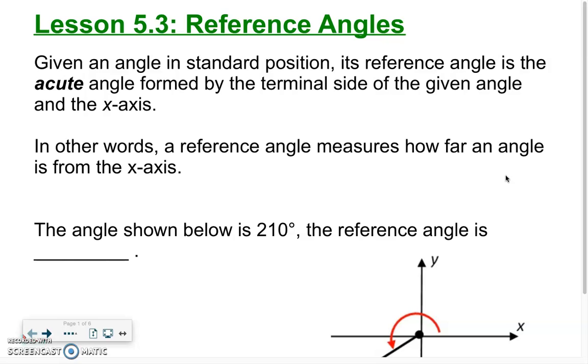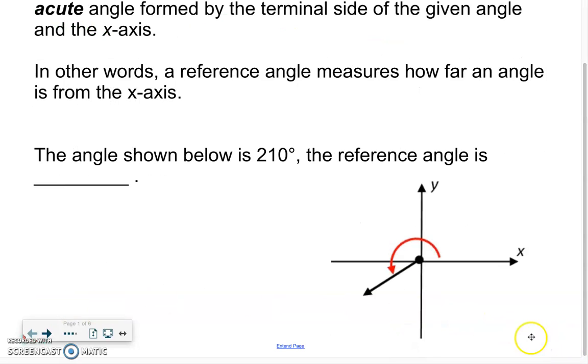So what we're learning in this lesson is about reference angles. Reference angle is defined here at the beginning in very technical terms, but I'll just give you the short version. A reference angle is how far your current angle measure is from the x-axis. It's a measurement that's going to be given in degrees or in radians, depending on what was given in the original question. So I'm going to give you an example to start with, and then we'll go through a whole bunch of examples to help you through it.